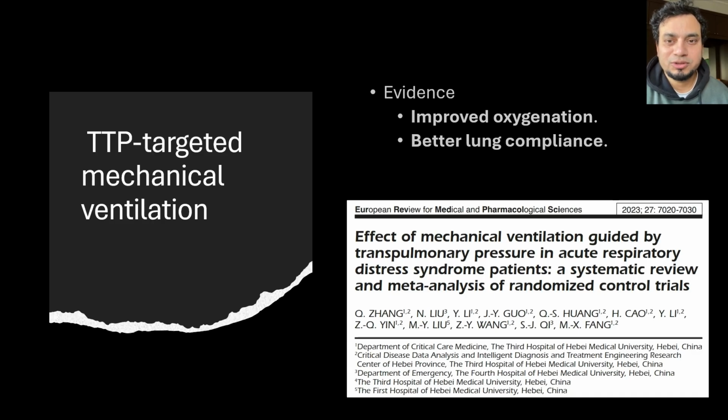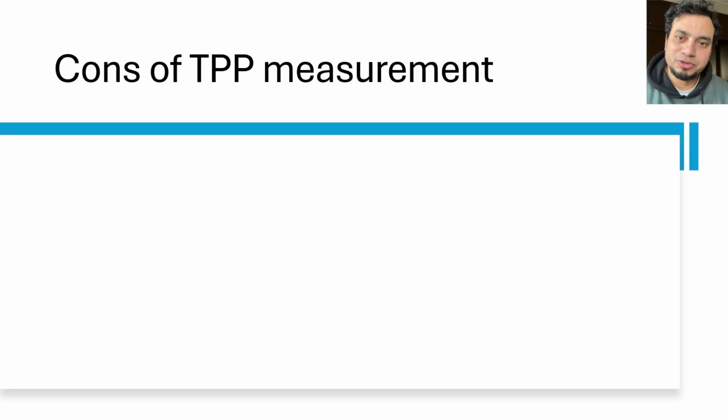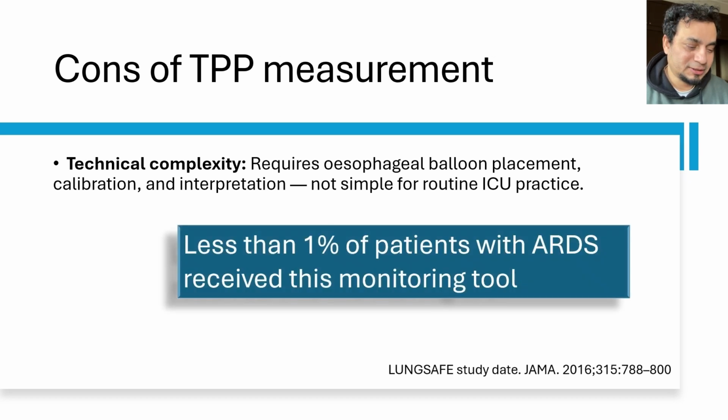One more thing we can do, and this is a research area obviously, is that we can prone the patient and then use the TPP guided approach. So how is TPP affected by proning? TPP has been largely underused due to all these cons, all these limitations. As I was saying, we relied too much on assumptions, and the technicality of measuring the pressures. That's the reason. Less than 1% of patients with ARDS receive this monitoring tool as per the LUNG SAFE study conducted in 2016, published in JAMA.